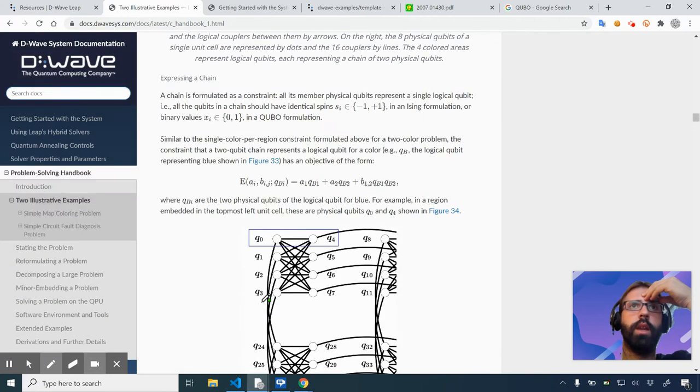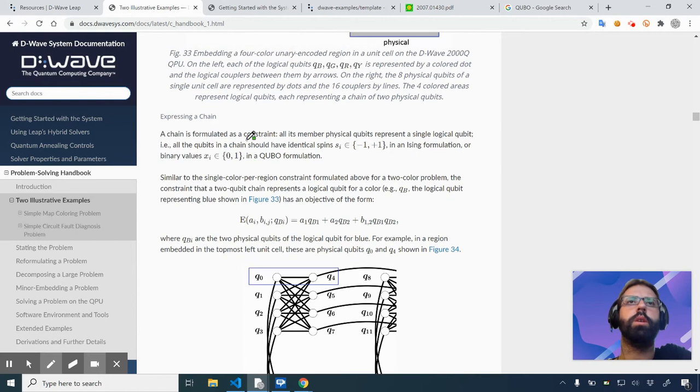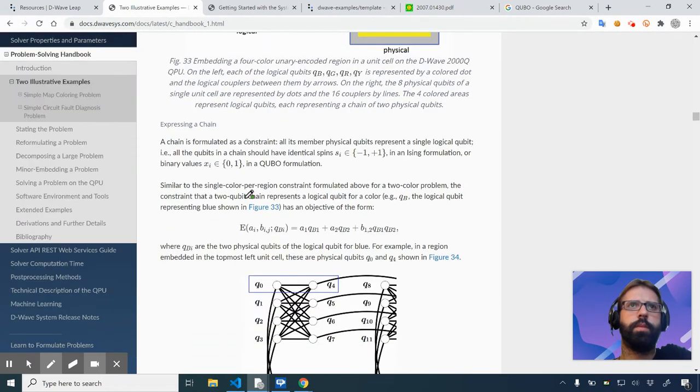And I want to get into how you represent the constraint that 2 adjacent regions cannot have the same color. A chain is formulated as a constraint. All its members' physical qubits represent a single logical qubit. Similar to the single color region constraint formulated above for a 2-color problem, the constraint that a 2-qubit chain represents a logical qubit for a color.